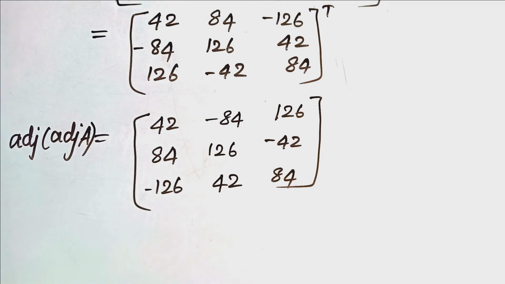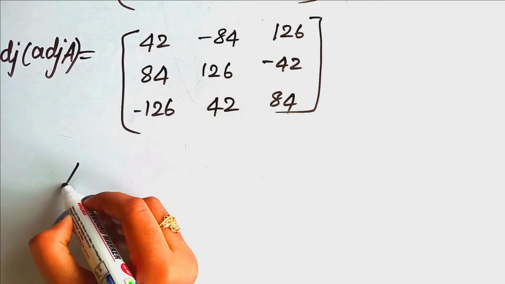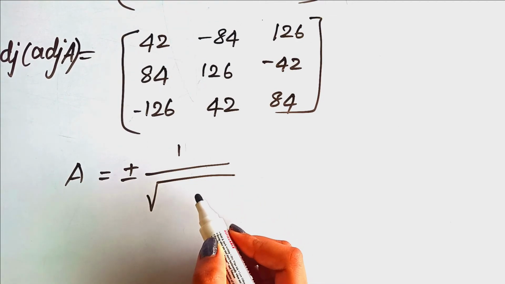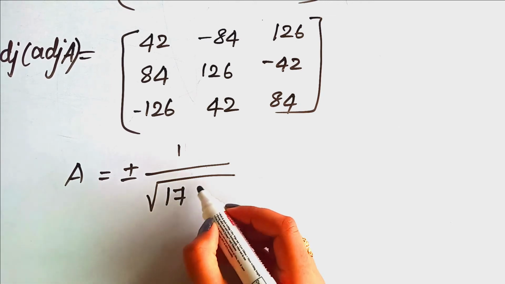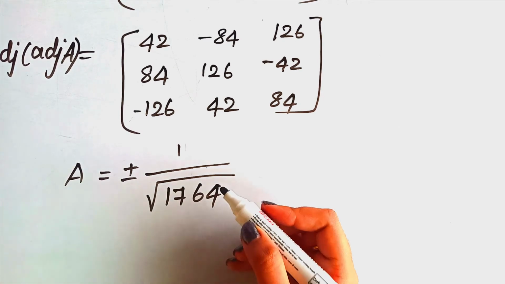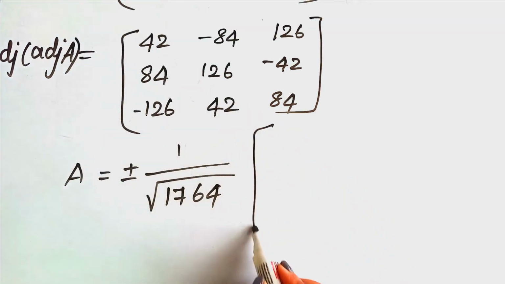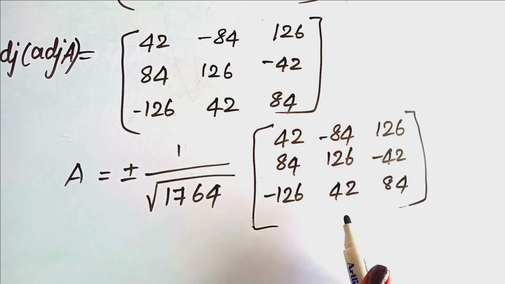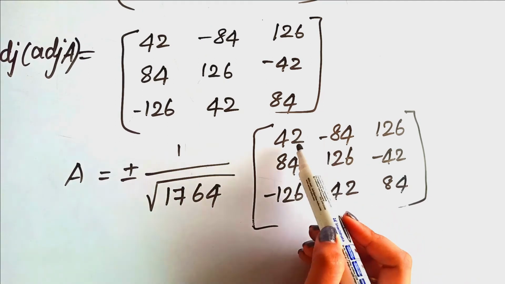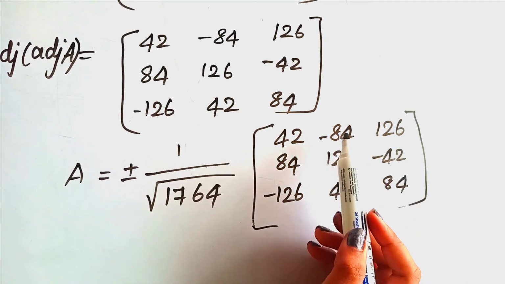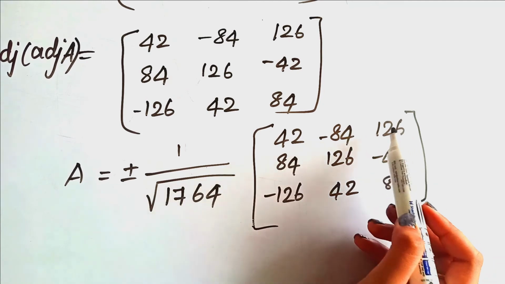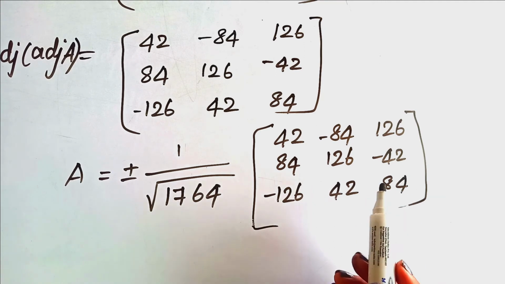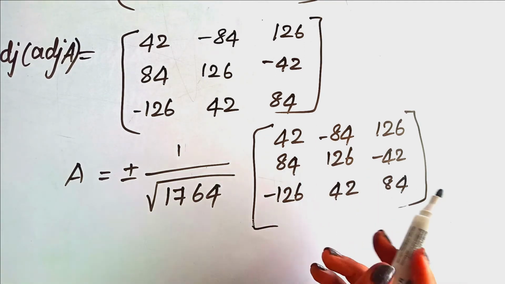Now let's substitute in the formula of A here. The formula of A is plus or minus 1 divided by the root of the determinant of adjoint A. So we have found that as 1764, and then into the adjoint of adjoint A, which is this term. So we have to substitute this here. And now you can see that 42 is common in every element. Here 42 ones are 42, here 42 twos are 84, and 42 threes are 126, and similarly the same numbers are repeated, right? So therefore 42 is common in every element, so we are going to take 42 outside.